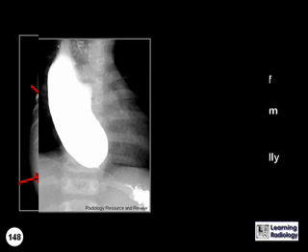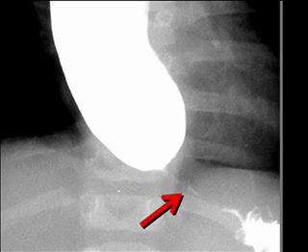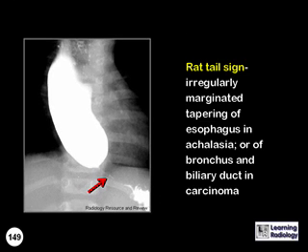What is the name given to this appearance? This is the rat tail sign, the irregularly marginated tapering of the esophagus in achalasia, also the name given to a bronchus or biliary duct with carcinoma.